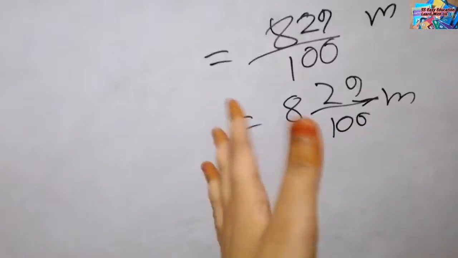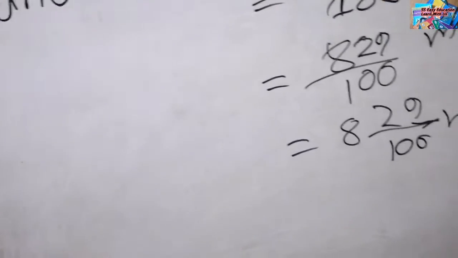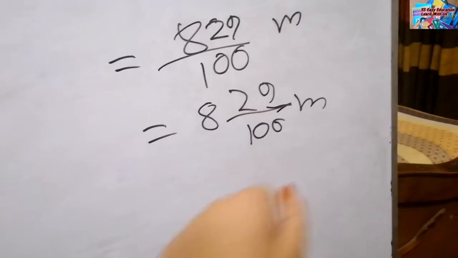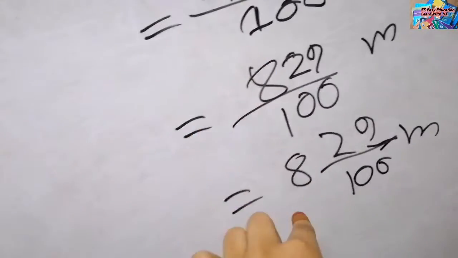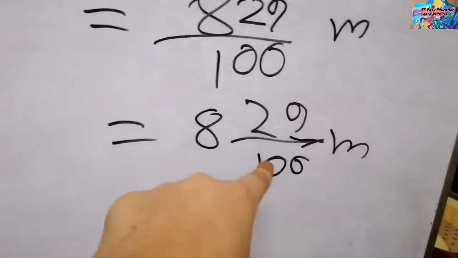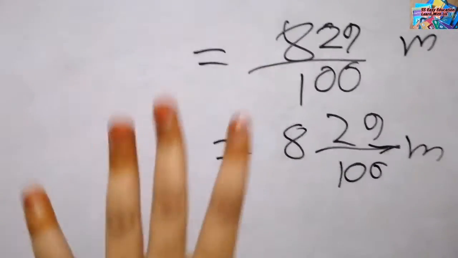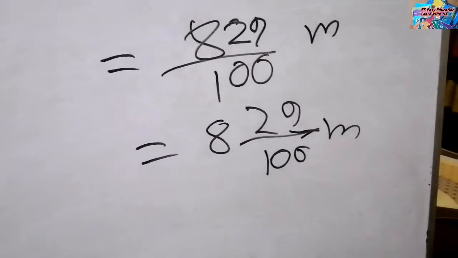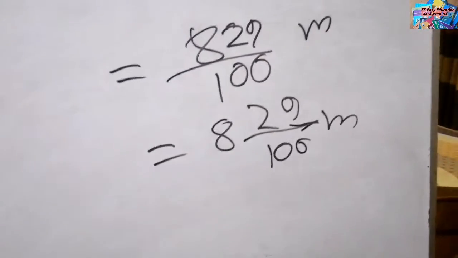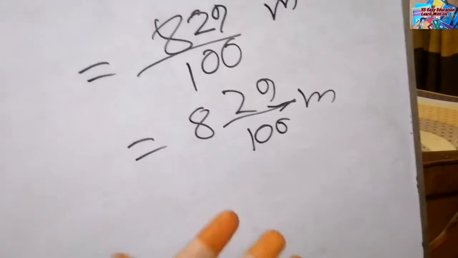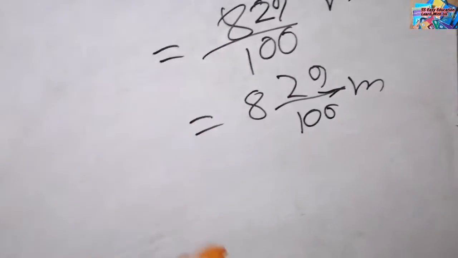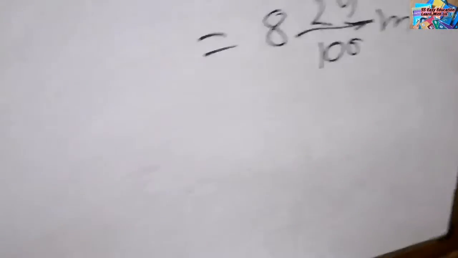But it's an improper fraction, so we have to make it a mixed fraction. And that will be 8 29/100, because 8 will be here, 29 will be here, and 100 is here. 800 is 8 times 100, so the remaining is 29, which is here, and the quotient is here, which is 8. So that's the answer. I hope it's clear to you now.